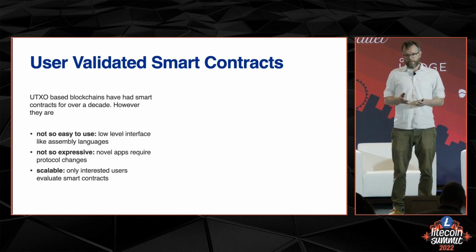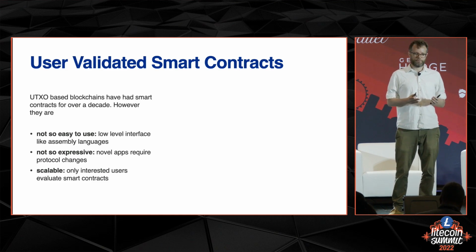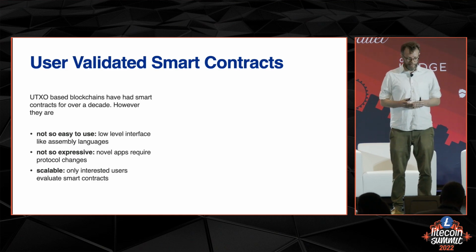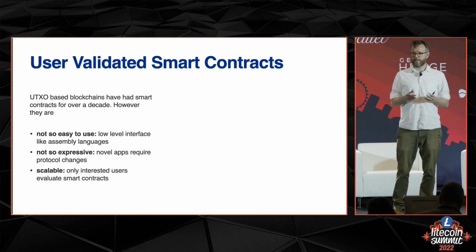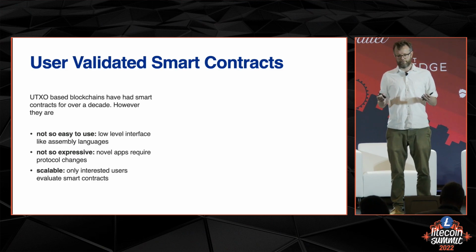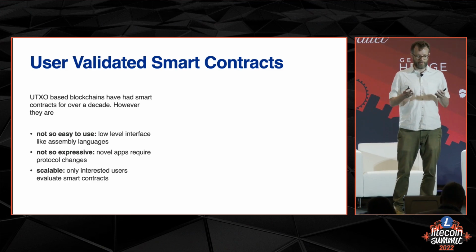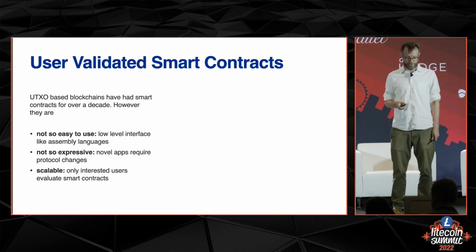So pretty much every colored coin protocol comes with a fixed set of transfer types built in, and that severely limits the kinds of applications that you want to build. And if a developer wants to develop a new application on a colored coin protocol, they usually need to talk to the protocol devs, and that's kind of a slow process.